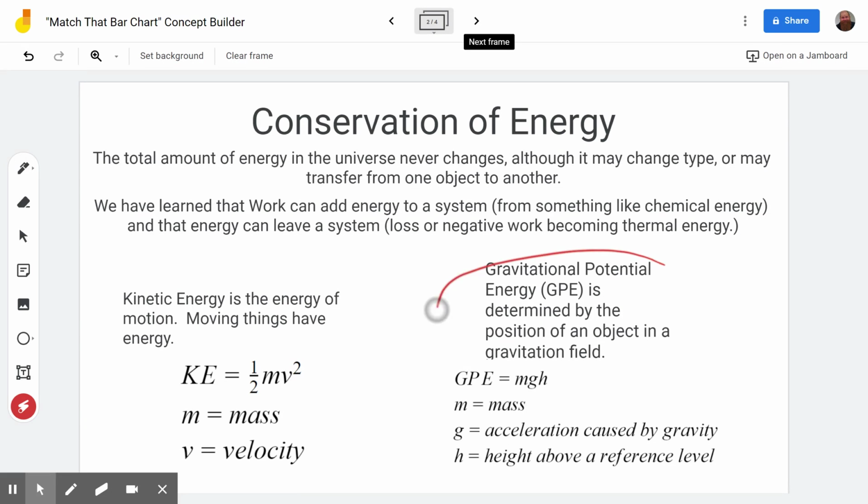On the other hand, we have gravitational potential energy, which is determined by the position of an object in a gravitational field. Typically that means how high is it above a reference frame. Okay. So let's get into our first thing here.